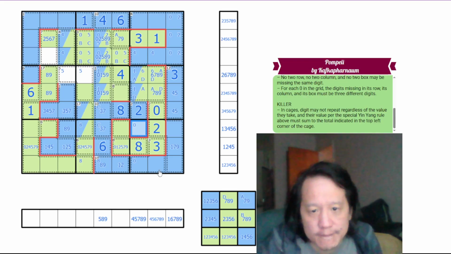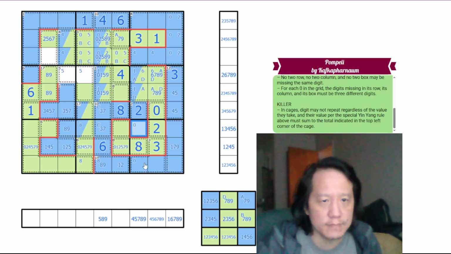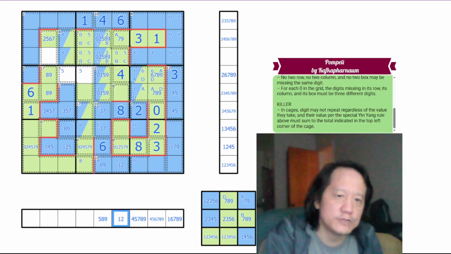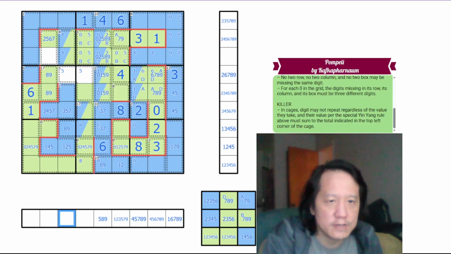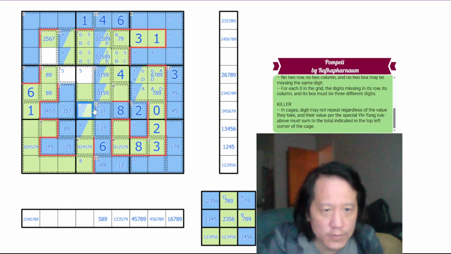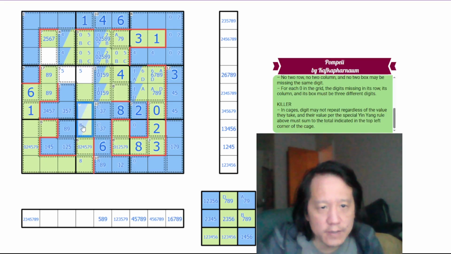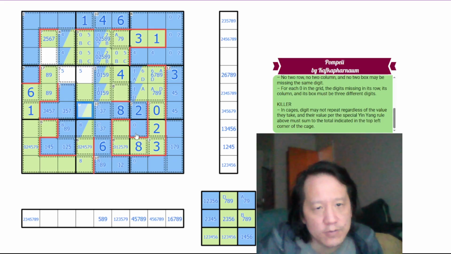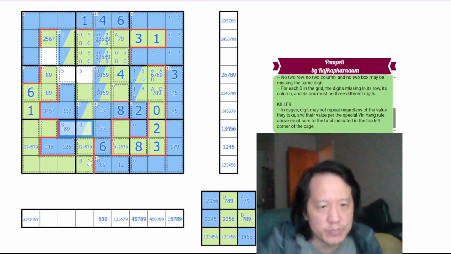Interesting. This has to be 1, 2, 3, 5, 7, or 9. 2, 3, 4, 5, 7, 8, 9. Oof, this is hairy. One of these two is an 8. We don't know which, because this can't be 8 here. But that doesn't help very much.